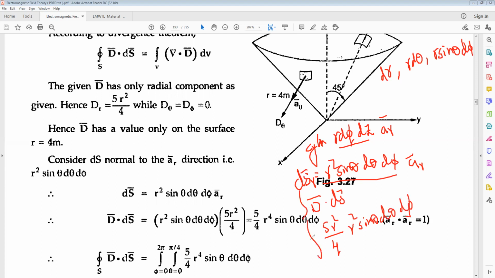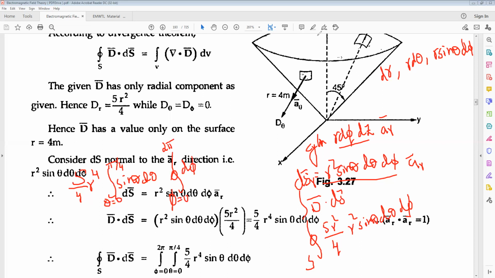For this you can apply the integral. 5 by 4 r power 4 is a constant, and the integral of sine theta d theta, where it is given as 45 degrees only. So theta is equal to 0 to pi by 4. Actually it is 180 degrees, and phi rotates 360 degrees, so 0 to 2 pi d phi.